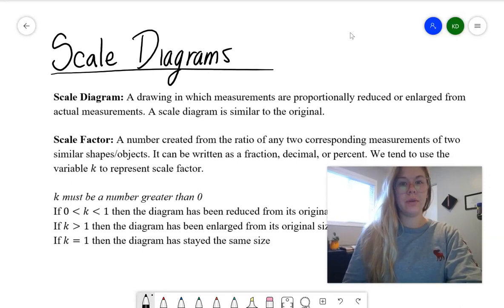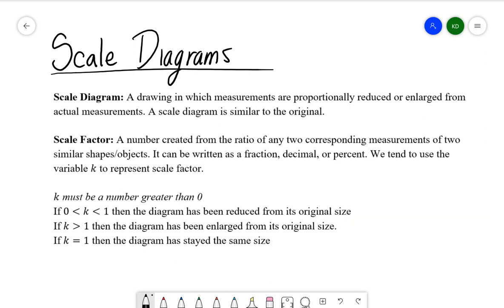Hey everyone, today we're going to talk about scale diagrams. I'm going to go over the definitions, how to determine it, and we're going to go over a few examples. So for scale diagrams, what they are is a drawing in which measurements are proportionally reduced or enlarged from actual measurements. A scale diagram is similar to the original.